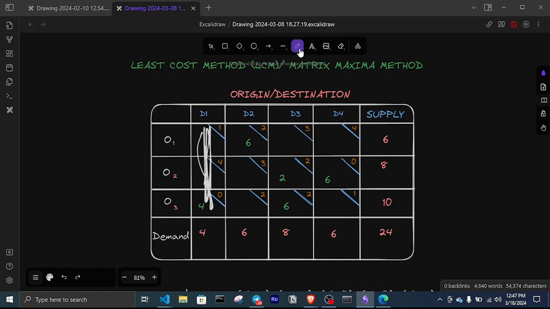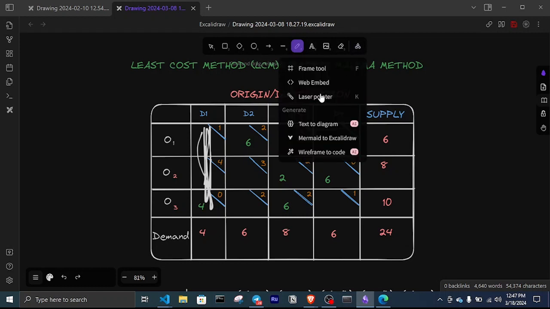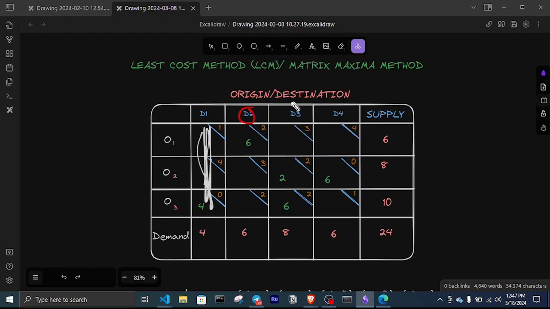Now our focus is going to be on D2, D3, and D4. Again, we select the lowest unit cost in the entire transportation table and allocate as much as possible to that cell. Given D2, D3, and D4, which cell has the lowest unit cost? Again, it is the 0 we had before. The 0 at the D4 column has the lowest unit cost, considering just D2, D3, and D4.